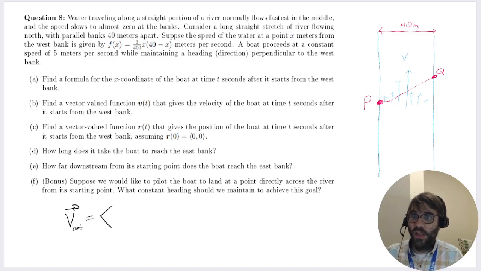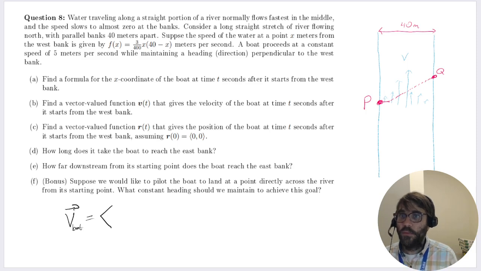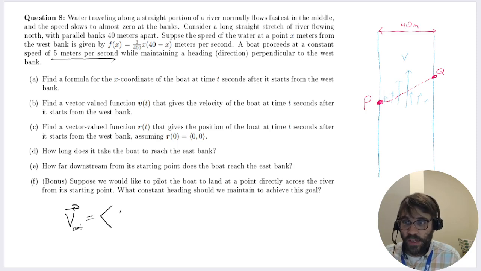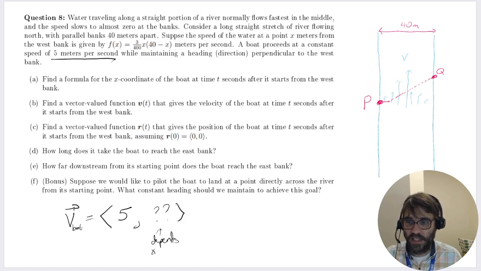Because here's what we know. We know the boat is moving at 5 meters per second. We were told that. And the boat is moving straight perpendicular to the west bank. That means the boat is actually trying to move straight east. And so the boat is moving 5 meters per second east. And it's moving something north. But how much? It depends on the x-coordinate.